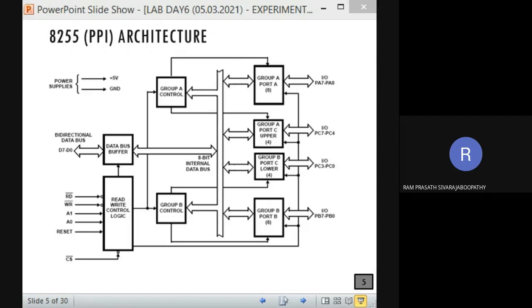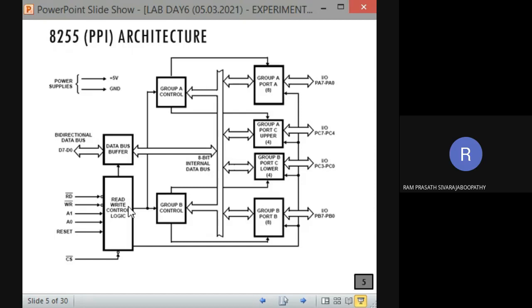Fine. The meaning must be clear now. Chip select selects this 8255, and A1, A0 select the port register or the control word register: port A register, port B register, port C register or control word register. So for that only CS bar, A1 and A0. Fine. My next question: what is the purpose of RD bar and WR bar here?